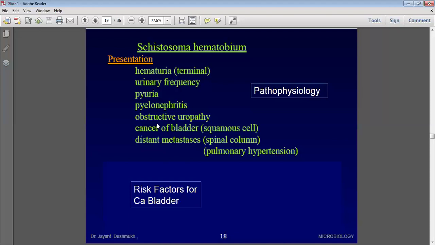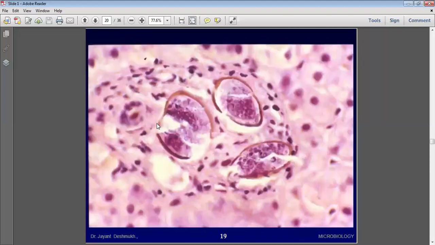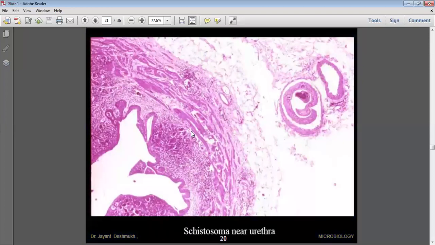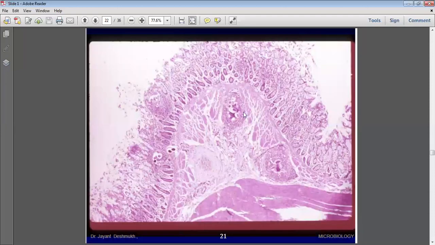If you think, you can explain it. This is the egg granuloma formation. This is the egg. This is the granuloma. Surrounding the egg there are inflammatory cells: macrophages, fibroblasts, plasma cells, lymphocytes, and multinucleated giant cells. Here also this is the granuloma formation in the tissue.